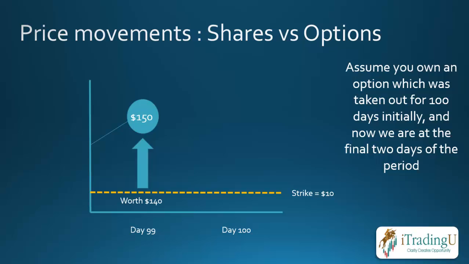On day 99, the current share price is trading at $150. Would you agree that if you own the option, this will be a call option, if you own a call option at $10 a share, that the call option value should be very close to $140? How did I get that? I'm saying the current share price is $150. If I can buy them at $10, that is worth a lot of money. And in fact, it's worth the difference between my share price and my strike price, which is $140.